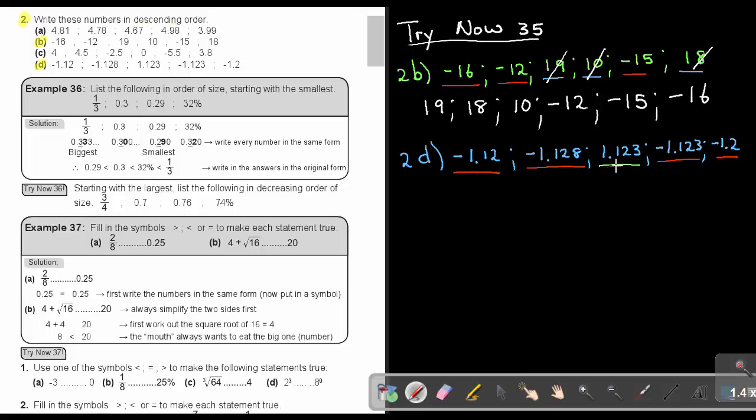Now if it's in descending order, this will be the biggest one, so it's 1.123. Okay, that's finished. Now we must look at which one is the biggest of the negatives. You can still compare the positions. This is negative 1, negative 1, negative 1, negative 1. That tells me nothing. But this one has 1 in that position, that's also a 1, that's also a 1, and this one is a 2. So this is the smallest one, remember, because it's negative.